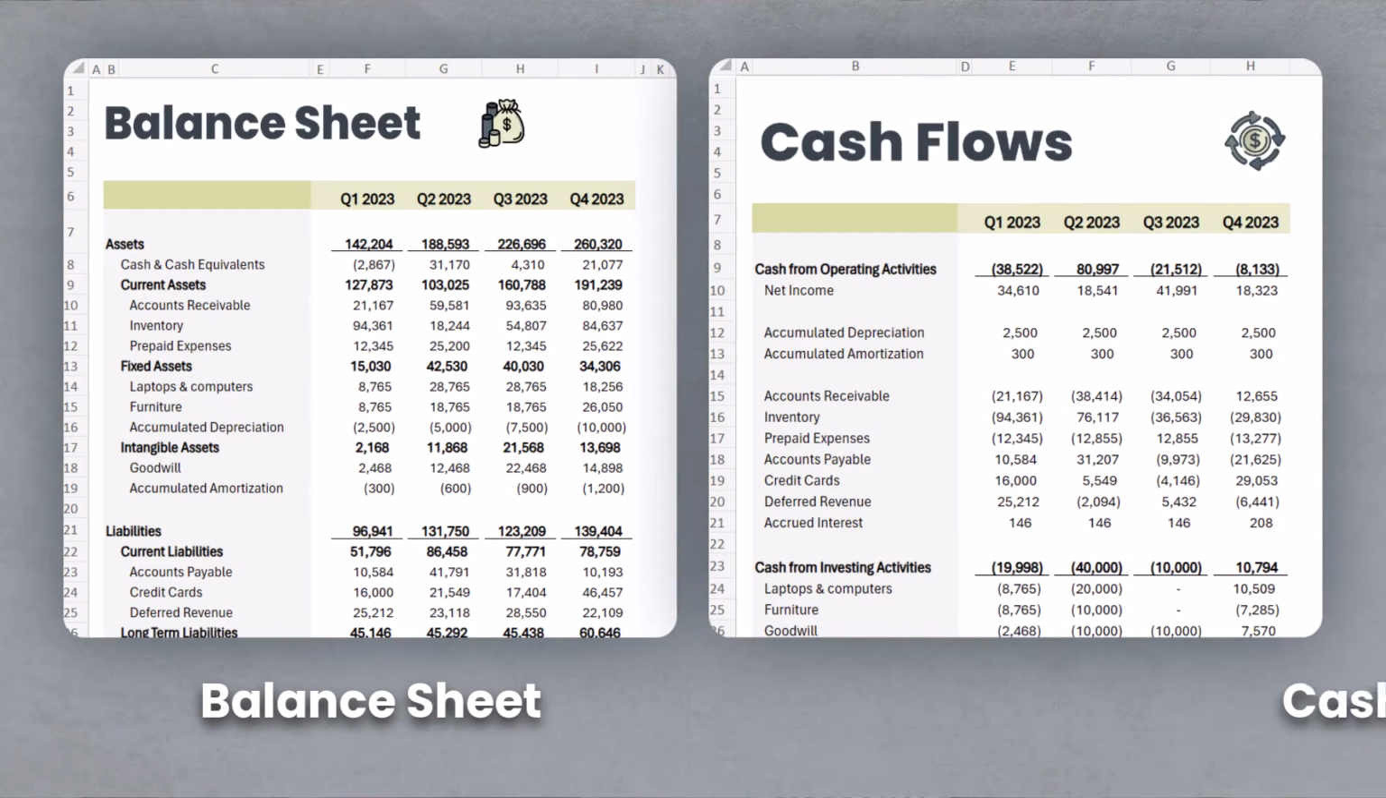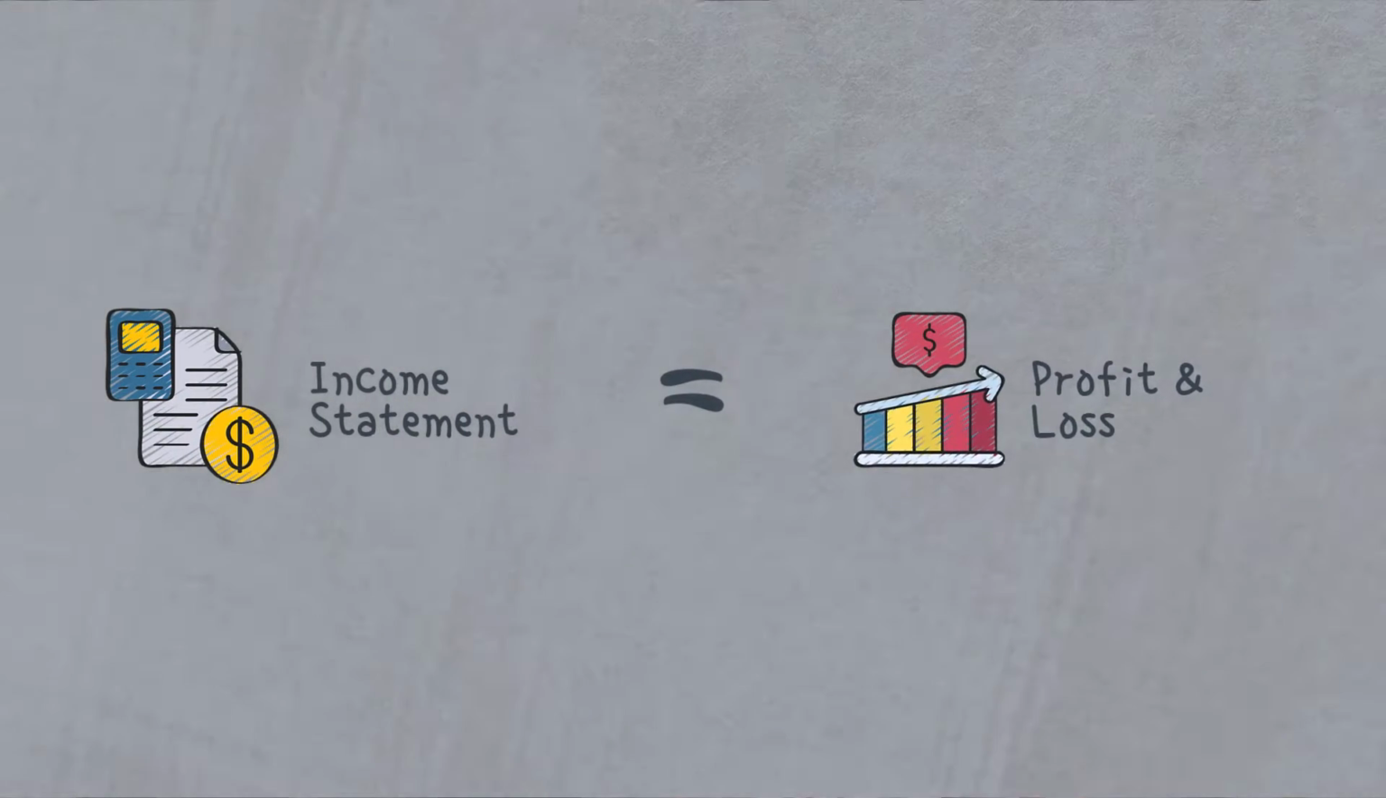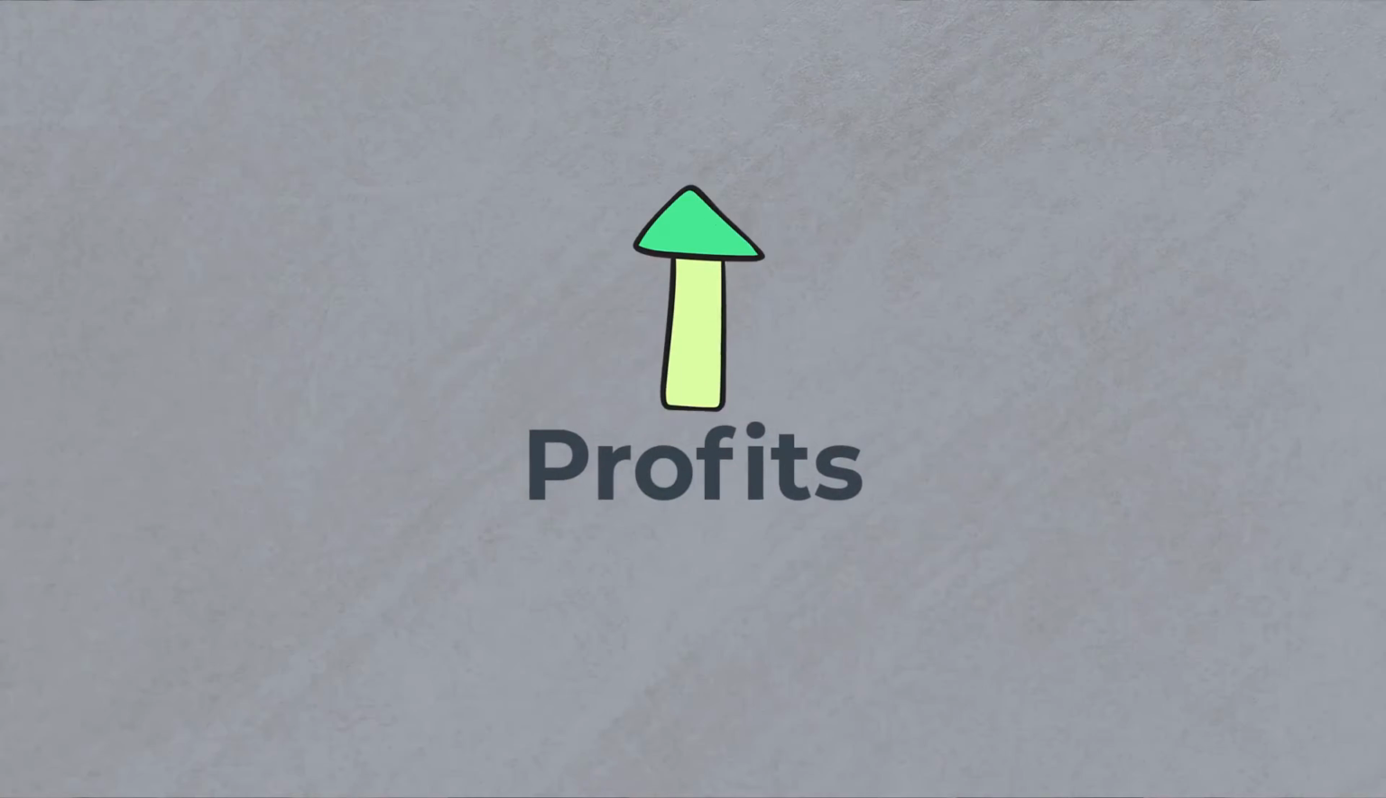Okay, so the profit and loss. It's one of three financial statements, with the two others being the balance sheet and the statement of cash flows. Some people call it an income statement, but they really mean the same thing. It's designed to tell you about the profits or losses each period in your business. Here, let's have a look at an example.